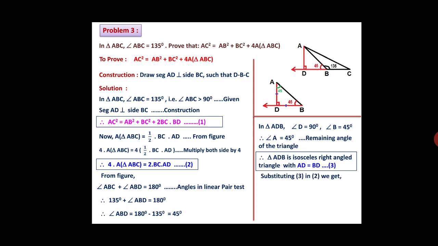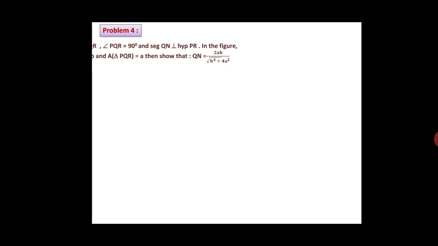Equation 3. Substitute equation 3 in 2 and you will get that 4 times area of triangle ABC is equal to 2 times BC into BD. Therefore substituting this in 1, you will get that AC square is equal to AB square plus BC square plus 4 times area of triangle ABC. So you have to think a little bit and you will certainly find the way to attempt such questions.